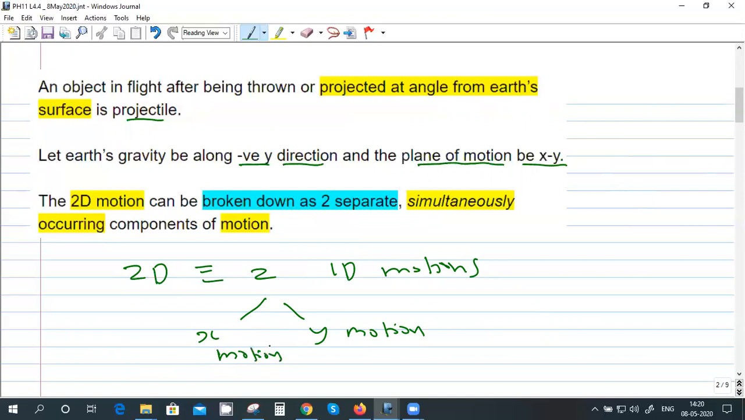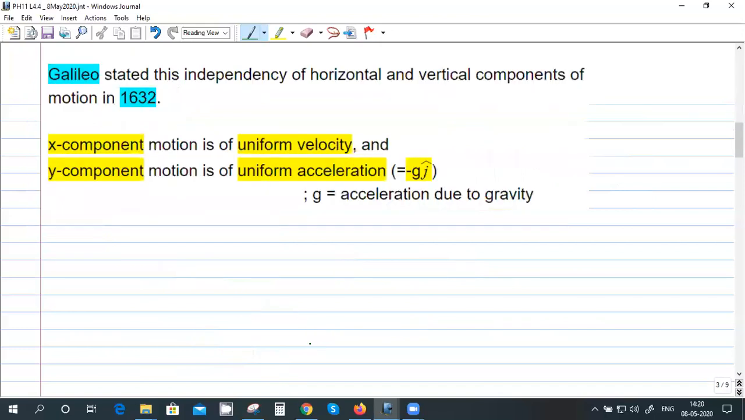Right? We can split the motion into parts. One is along the x direction, that will become a 1D motion. Another one, if I break it into y motion, that will be considered as a 1D motion in the y direction. Now let us see how this breaking up can be done. Galileo is the first one to say that this can be split into two components and they can be combined later.